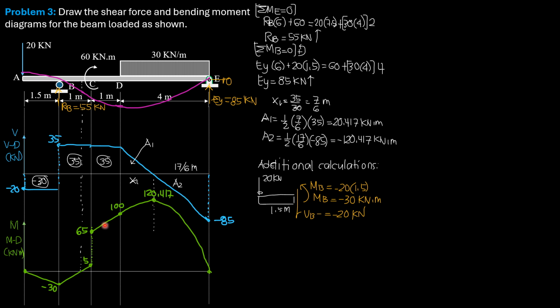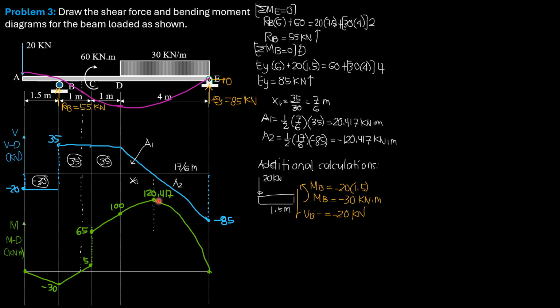So that's why you have 120.417. So that's the curve. You just make it tangent, from slope of 35 to slope of 0. Then from slope of 0 to here, the slope is negative 85. So of course, that's the shape of the curve.